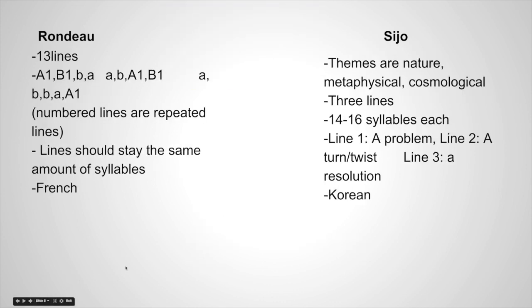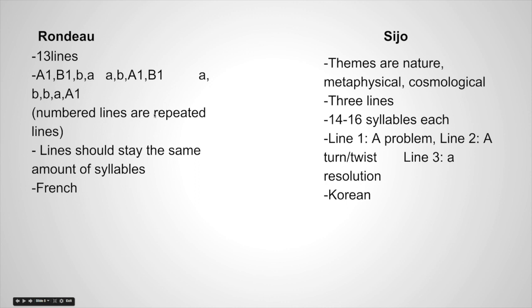I might butcher the pronunciation of a few of these. But the rondeau is 13 lines, and again you have those repeated lines. The A1s and the B1s, they're the exact same line over again. This one's French, and you should try to keep these the same amount of syllables per line. Also, when I put spaces, that's a different stanza. So that's one stanza, here's another stanza, and there's another stanza. If you're interested in that, I recommend writing out your repeated lines first, and then filling in the rest of them in between.